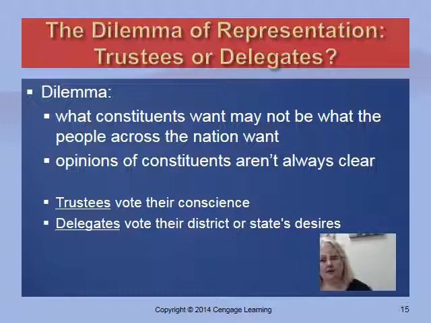So at that point, the congressman needs to decide, are they going to be a trustee or a delegate? And there's a difference between the two. A trustee votes his or her conscience. A delegate votes what the district or state wants.